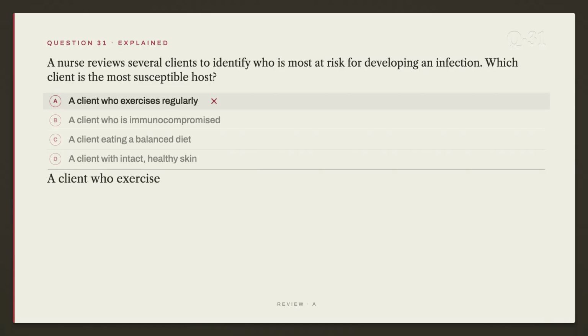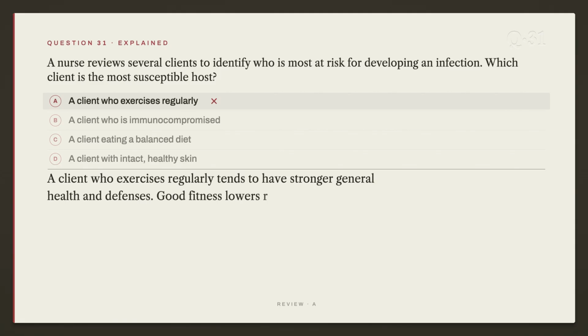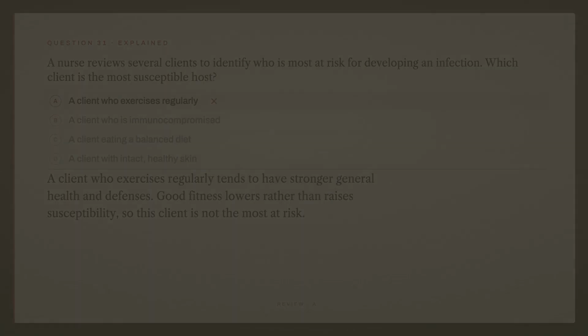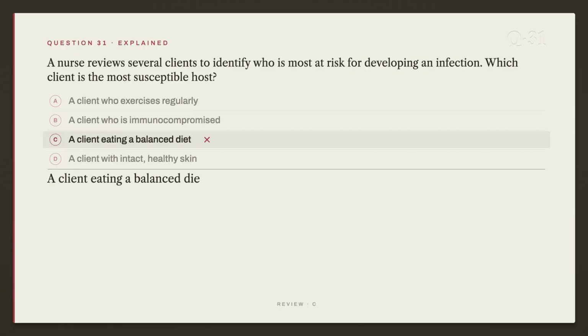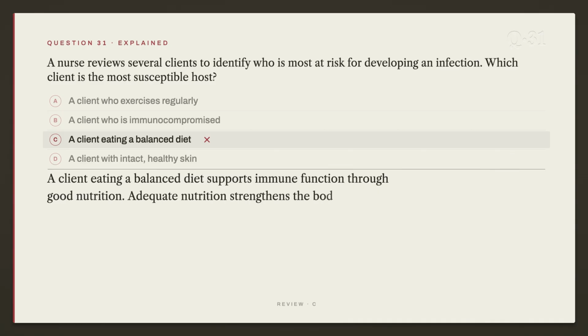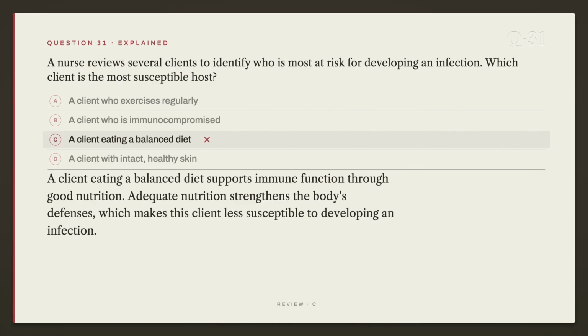A is wrong because a client who exercises regularly tends to have stronger general health and defenses. Good fitness lowers rather than raises susceptibility, so this client is not the most at risk. C is wrong because a client eating a balanced diet supports immune function through good nutrition. Adequate nutrition strengthens the body's defenses, which makes this client less susceptible to developing an infection.